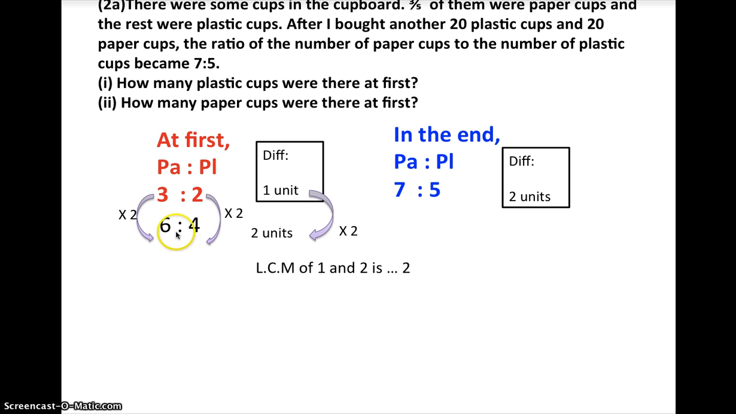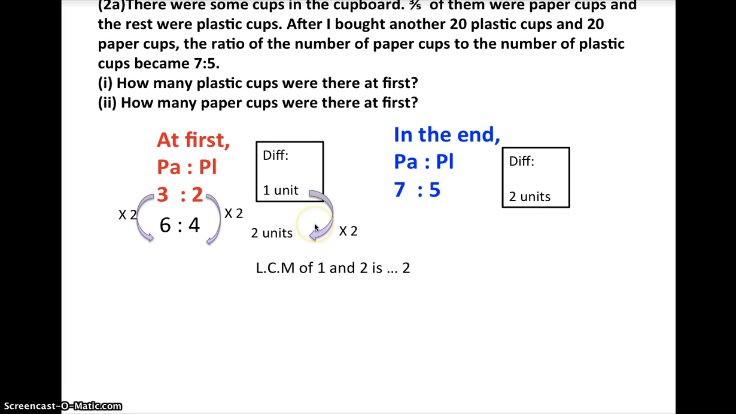Okay, which means I'm going to compare 6:4, and then in the end it became 7:5. So from here, I can see that the number of paper cups actually increased by 1 unit, and the number of plastic cups actually increased by 1 unit also. And that makes sense because I bought 20 plastic cups and 20 paper cups, so they should increase by the same number of units. Okay, if that just sounded very confusing to you, never mind.